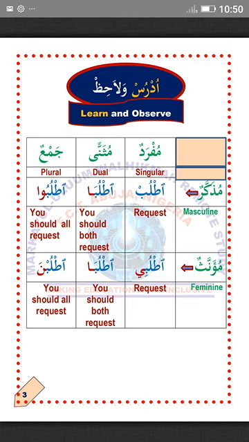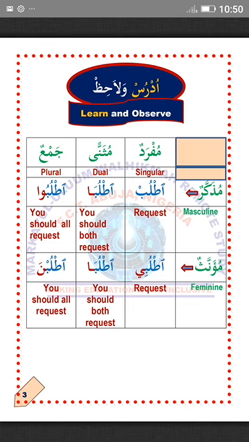So if there are more than two, all you need to do is to attach wawun to the last letter of the verb utulub. Remember, once wawun is attached, the letter before it must take dhamma, as we know that wawun is the mother of dhamma in Arabic. So the verb utulub will now become utlubu, which means you should all request.